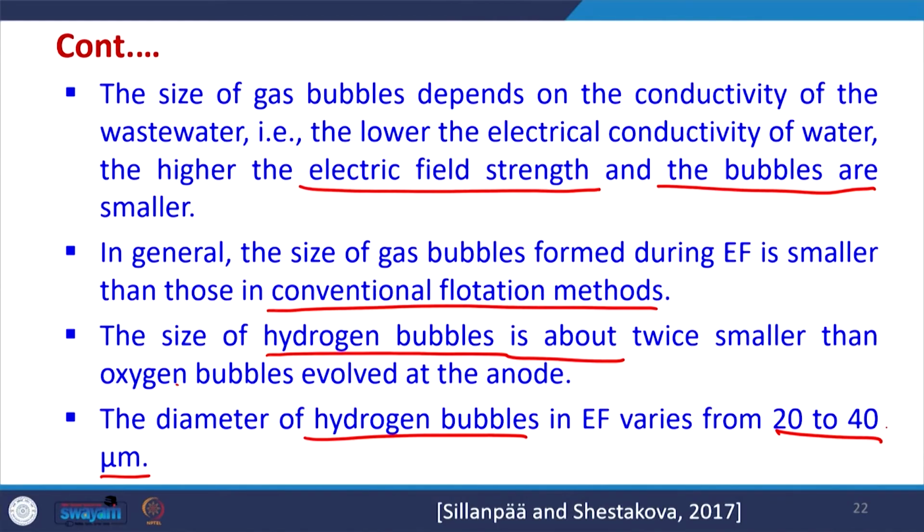Hydrogen bubbles themselves are in the range of 20 to 40 micrometer. Thus the oxygen bubble may range from 40 to 80 micrometer. So, this may be the size range. It may vary certainly depending upon the conditions.